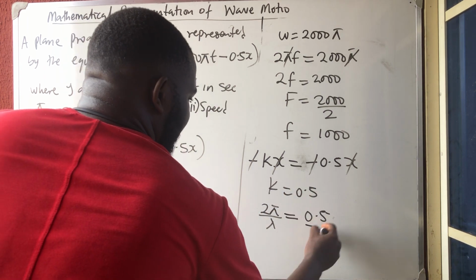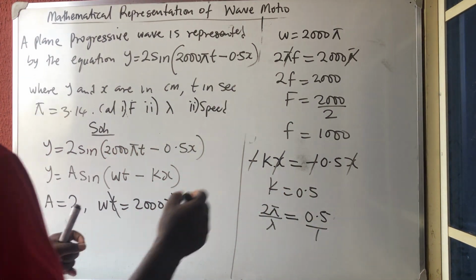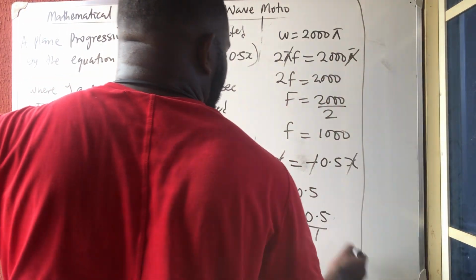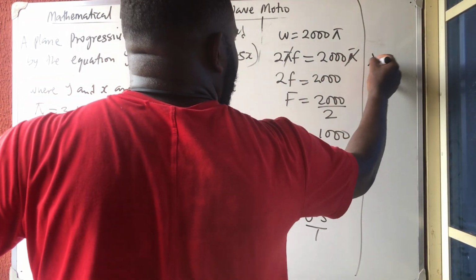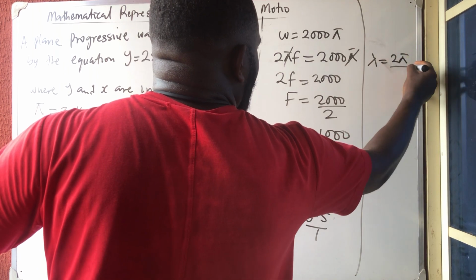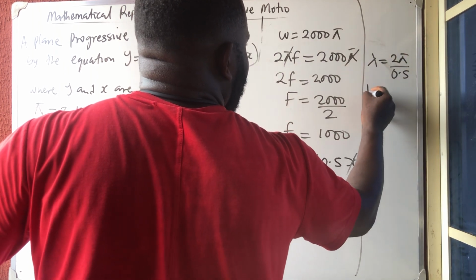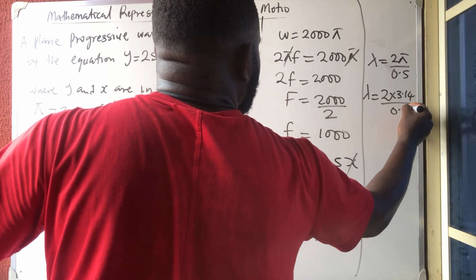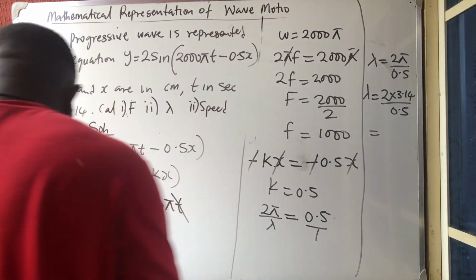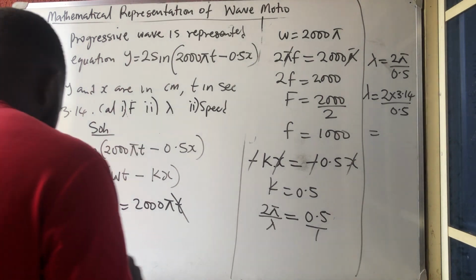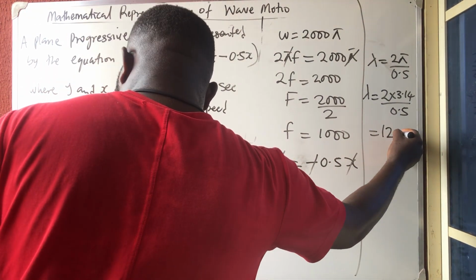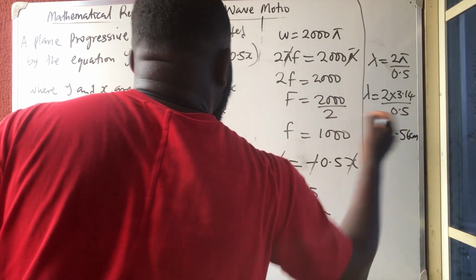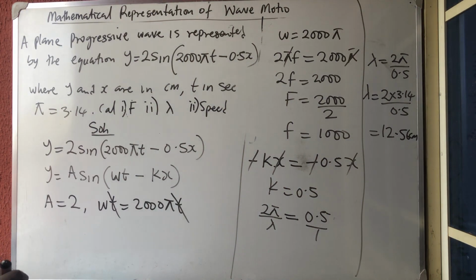So if I cross multiply, lambda will be 2 pi over 0.5. So my lambda is equal to 2 times 3.14 divided by 0.5. So I'm having that my lambda is 12.56 in cm.